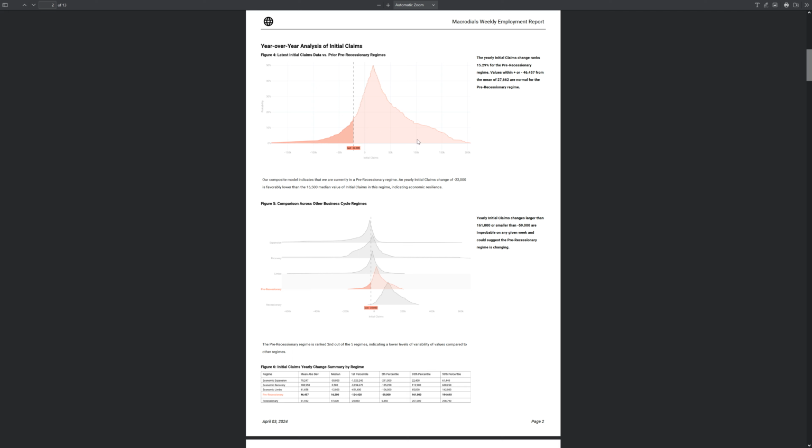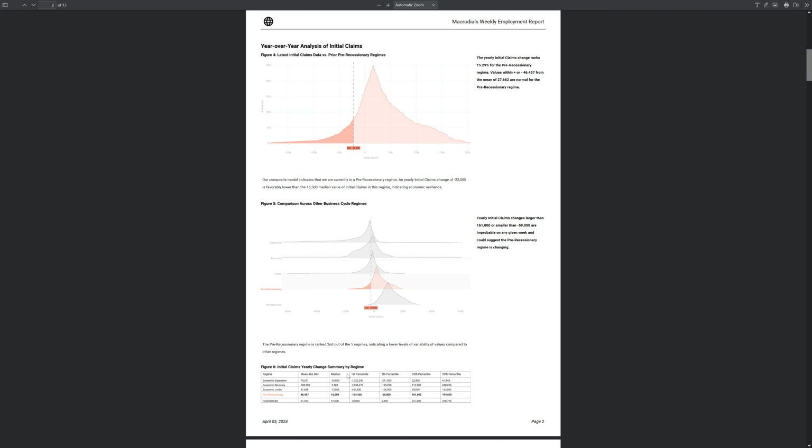The first chart shows where the current print falls within the historical range of prints in a given regime as identified by our macro composite model. This helps us understand whether the current release is normal or abnormal. The second chart allows us to discern how data behaves across different business cycle phases by overlaying all of the possible economic regime distributions of the data. Finally, the summary table highlights important statistical properties of the distributions.